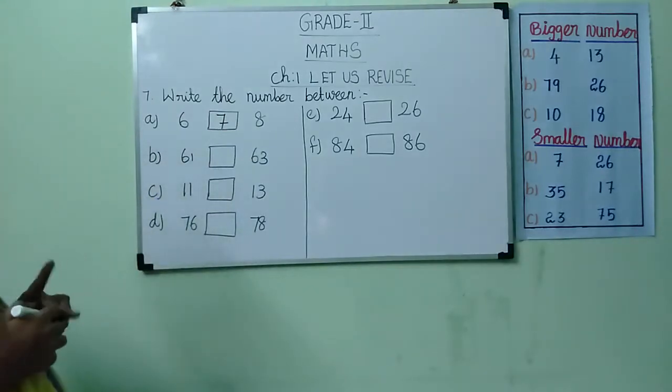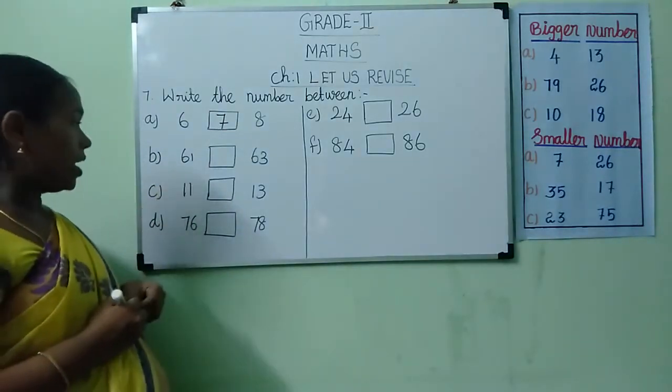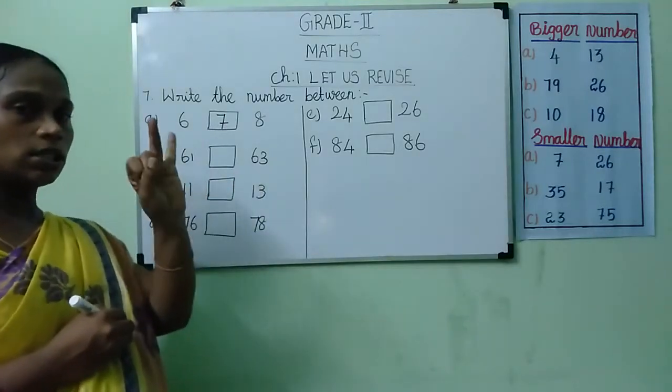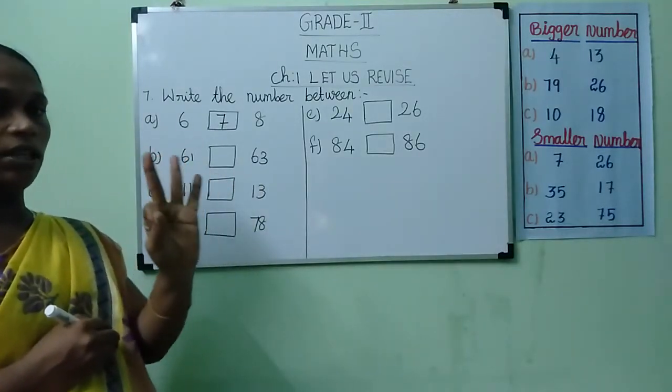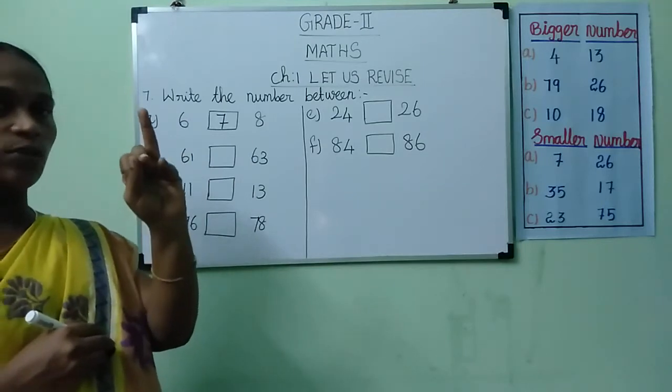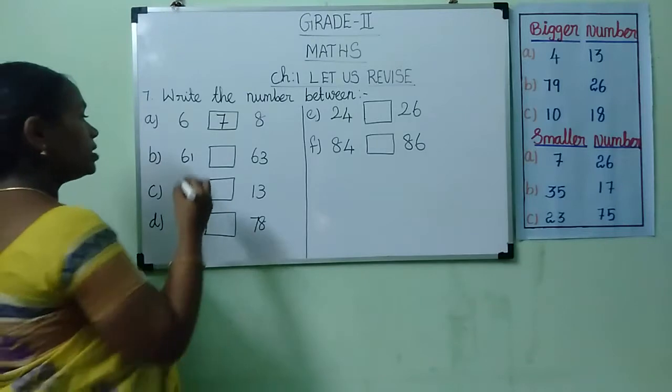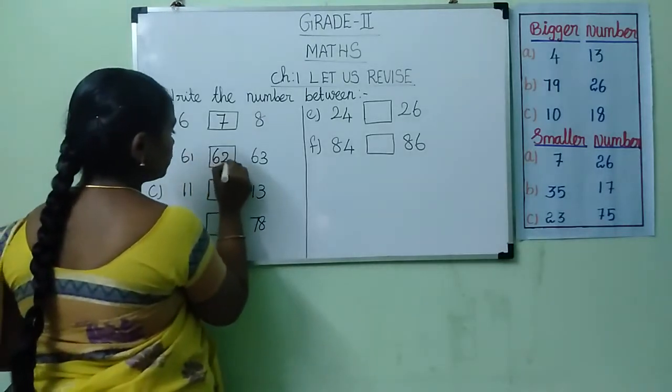Okay. The next one, 61 and 63. 61, 62, 63. So 61 and 63. Which number is the between number? Yes, 62. So write 62.